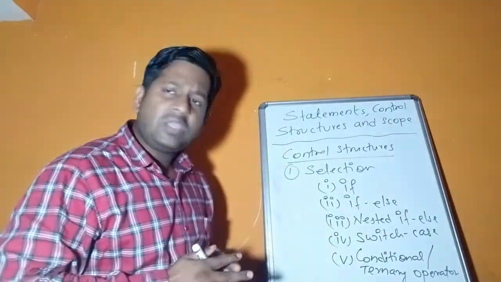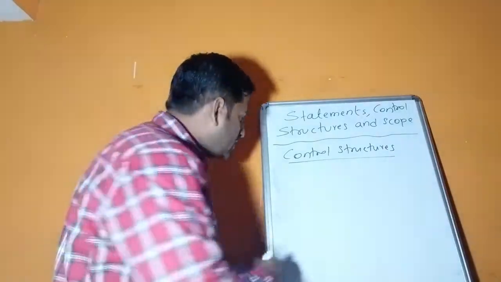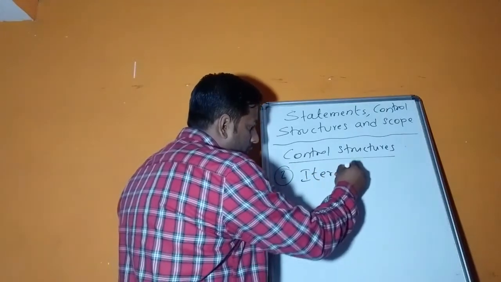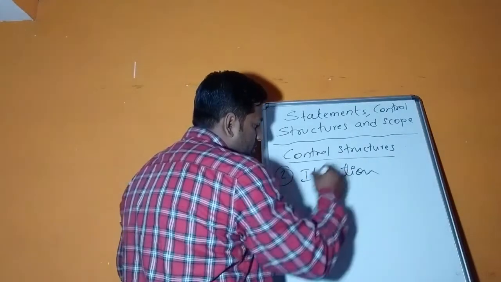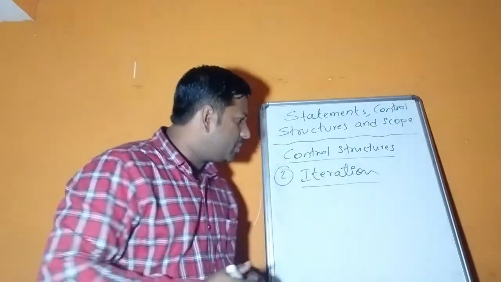Now let us see another type. After selection statement, we have the second type, that is iteration statement. Iteration, another name is looping.